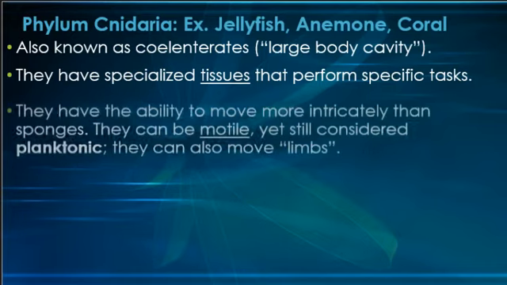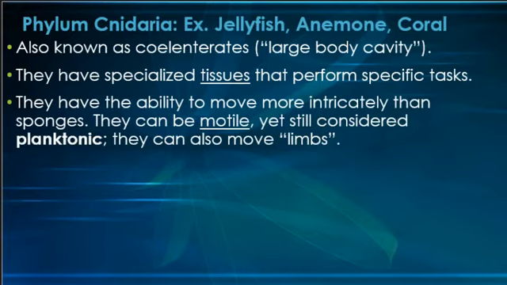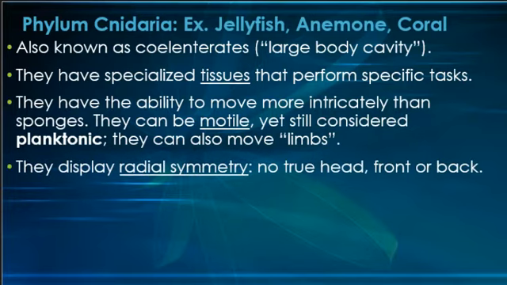Okay. They have the ability to move more intricately than sponges. They can be motile. They can move, but they're still considered planktonic. Okay, so they can't overcome the current. Even though if they were in a place with no current, like you put them in a fish tank or something, they could move. You get it? So they're still considered planktonic. So their locomotion would be plankton. They're floaters.